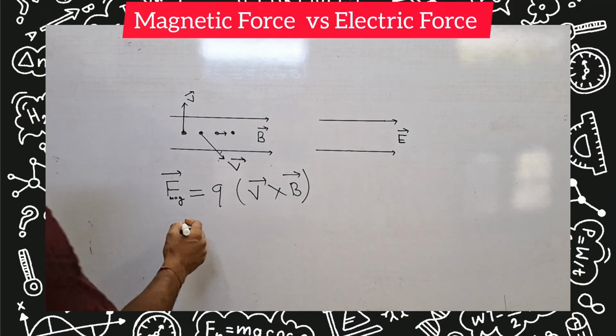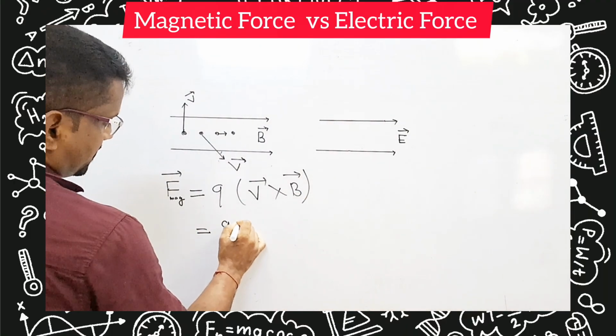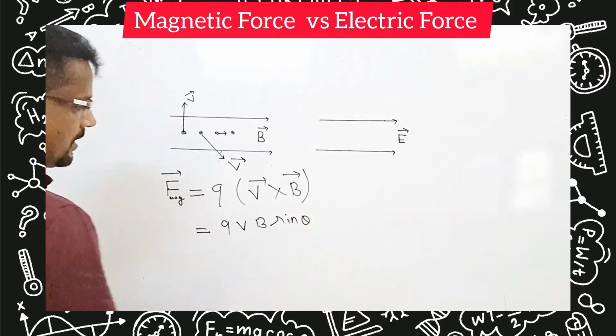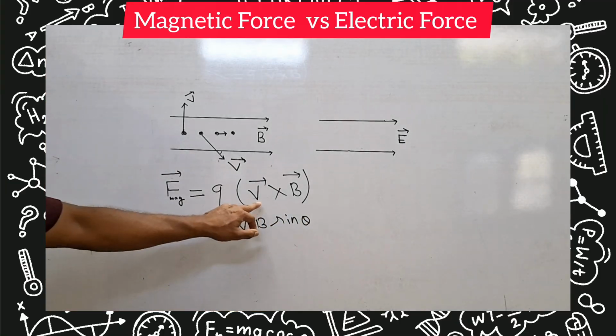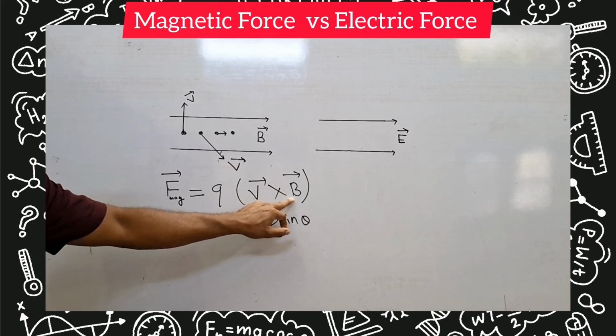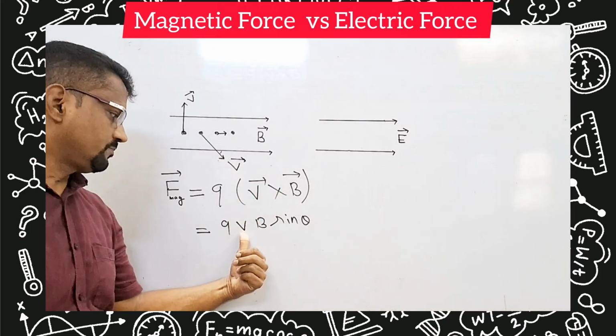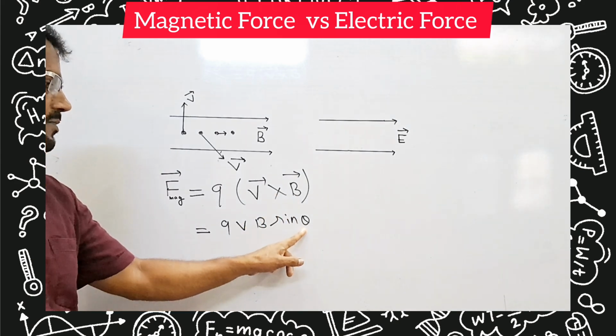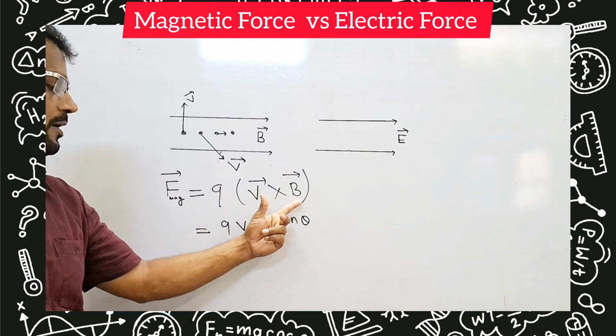Now you see, this is equal to qvB sine of theta. This is the cross product of two vectors, and we know the cross product of two vectors is the v magnitude, B magnitude, and sine of theta. This theta means the angle between these two vectors.